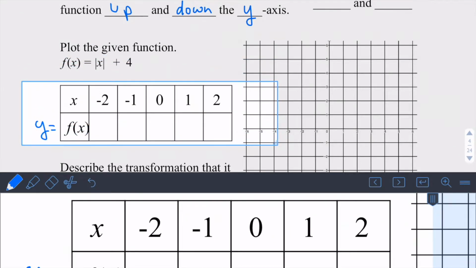So if I input negative 2 for x, the absolute value of negative 2 is 2, plus 4 gives me 6. If I input negative 1 for x, the absolute value of negative 1 is 1, plus 4 is 5. If I input 0 for x, the absolute value of 0 is 0, plus 4 is 4. If I input 1 for x, the absolute value of 1 is 1, plus 4 is 5. And if I input 2 for x, the absolute value of 2 is 2, plus 4 is 6.